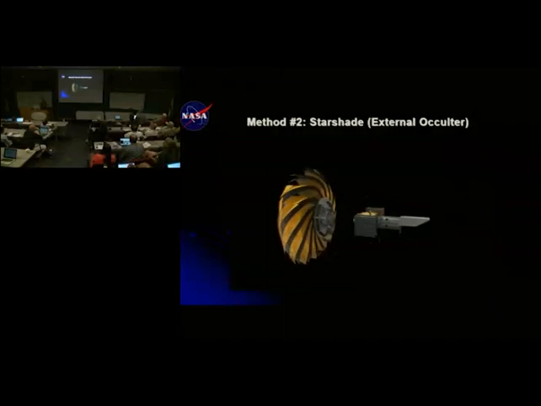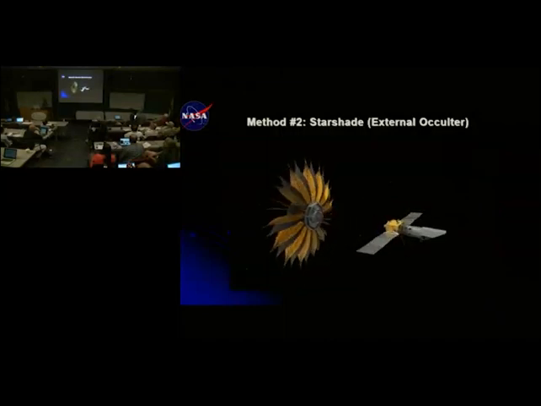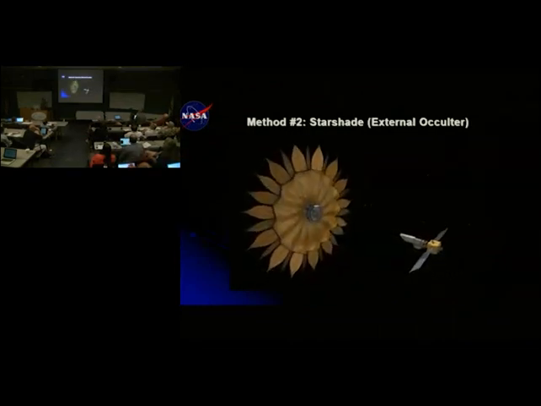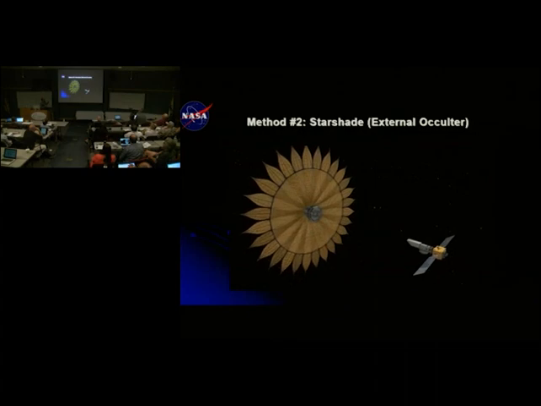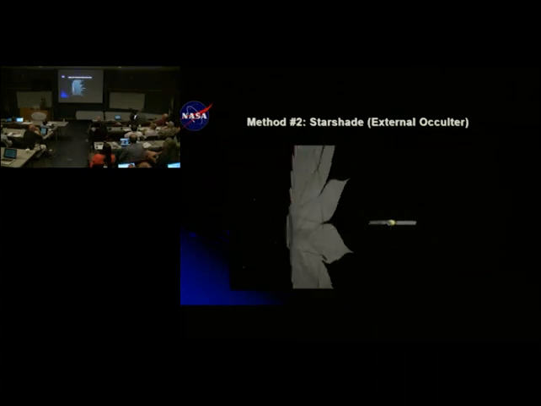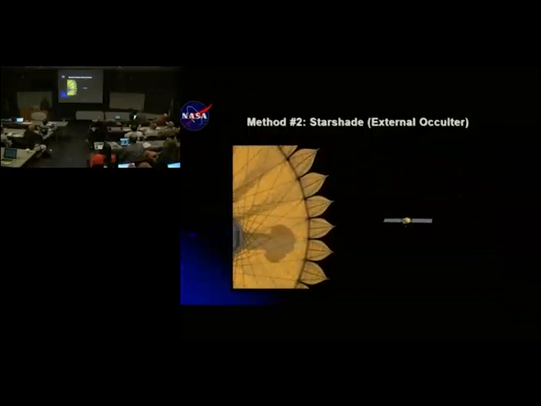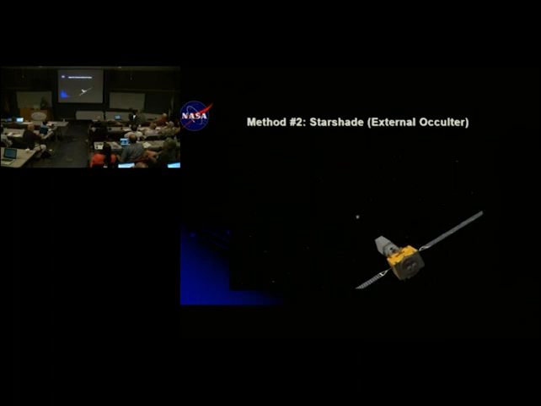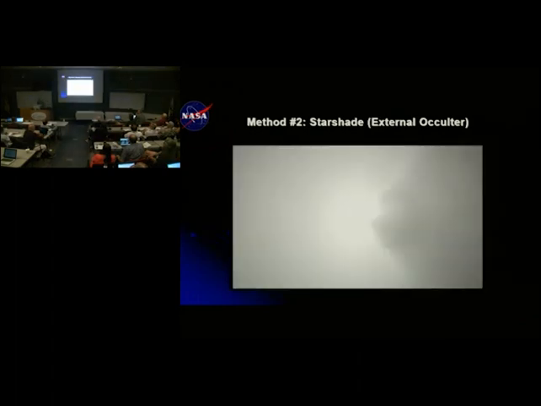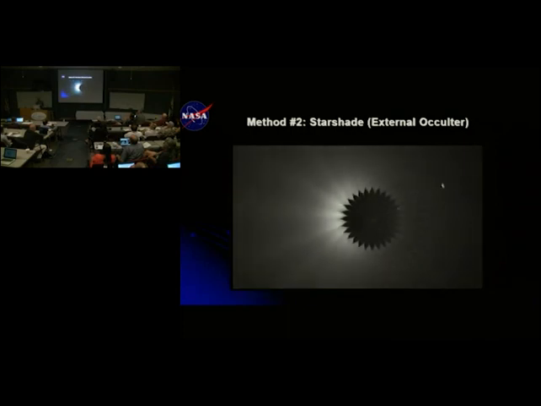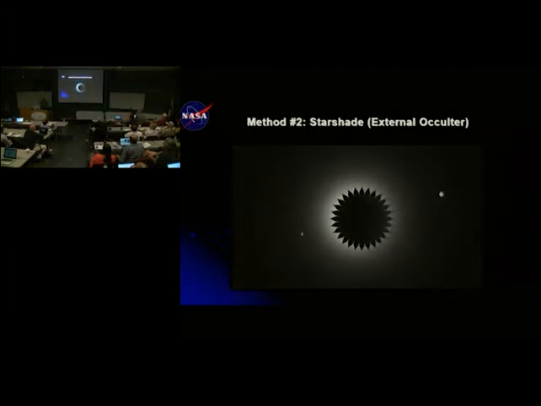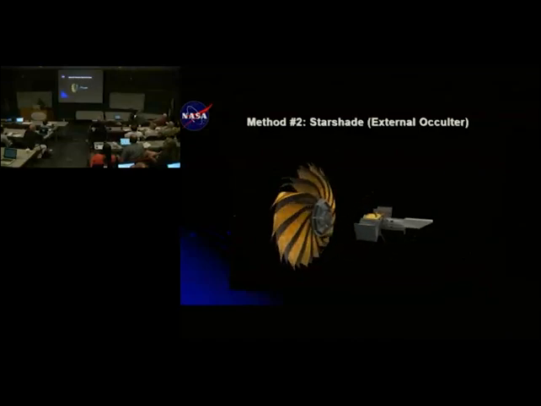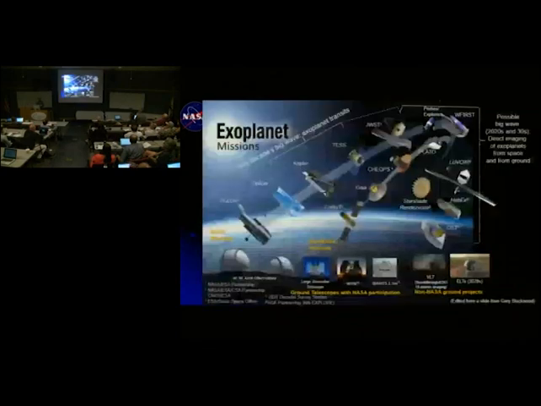Another method that has been getting attention is the star shade. The way that a star shade works is it just blocks a star outside your telescope. So you don't need to have anything fancy inside your telescope, but you do have to build this amazing but expensive thing and fly it tens of thousands, maybe 50,000 kilometers away from your telescope. So there's a trade. These techniques are complementary. They're both being developed, and they both have regimes where they're useful. In fact, some missions use both of them.